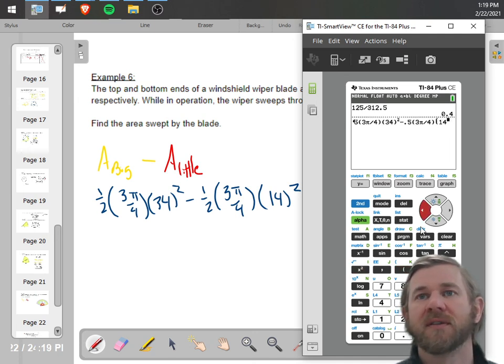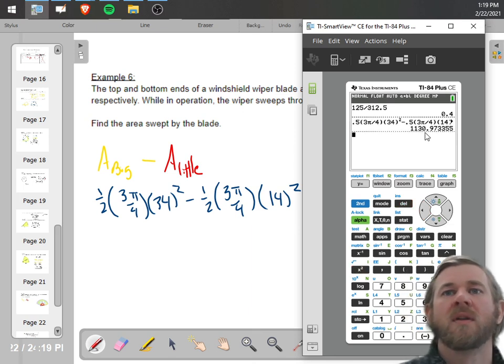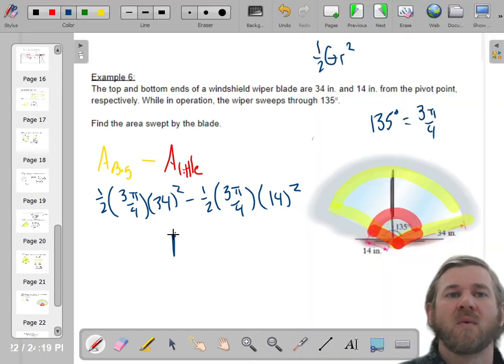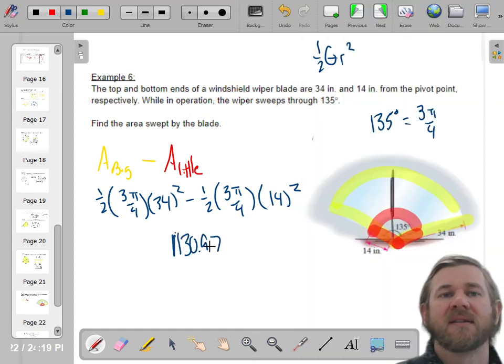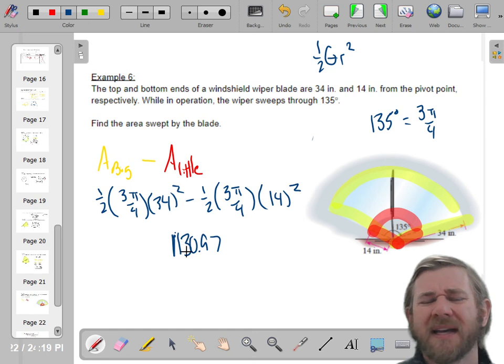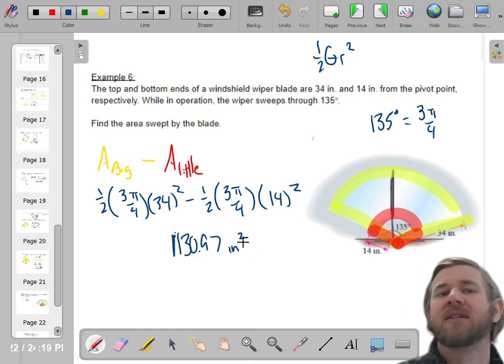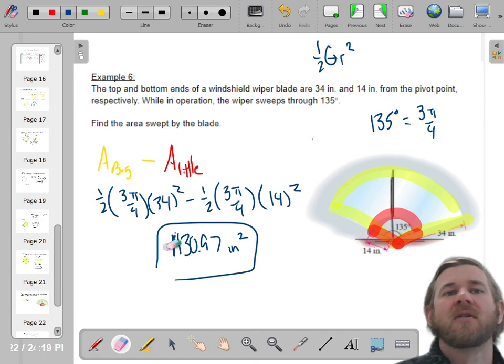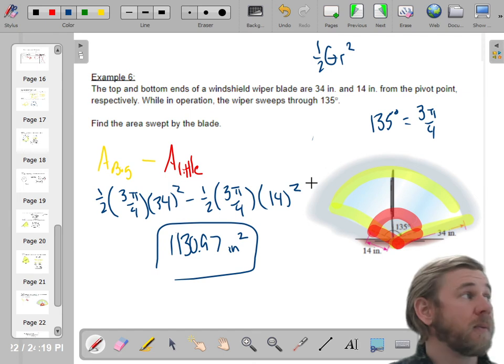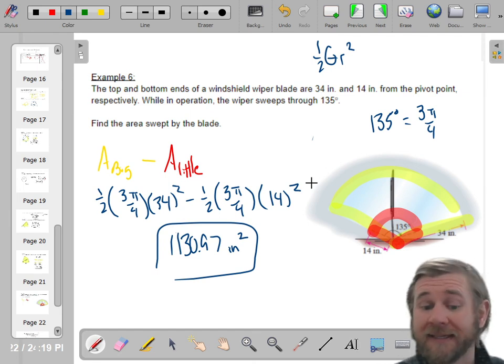I should close the parentheses first. It doesn't really matter, but I want to be careful. It doesn't matter in this problem. Squared. 1130.97. What? It's an area. It's in inches, so it's inches squared. 1130.97 inches squared.